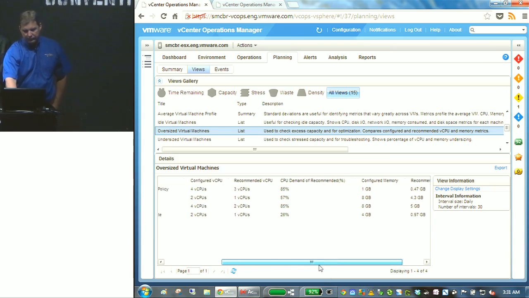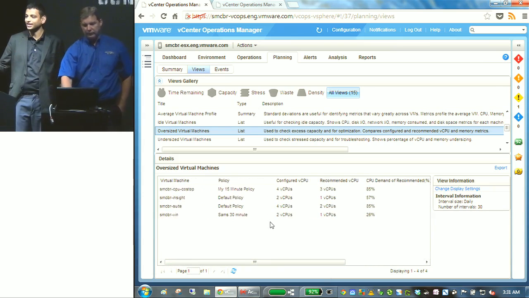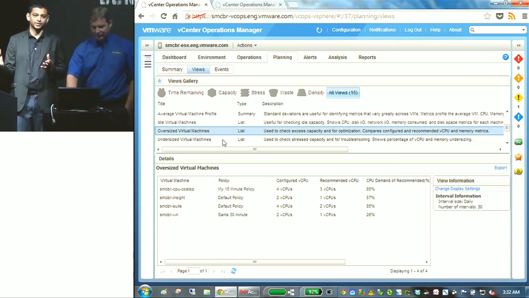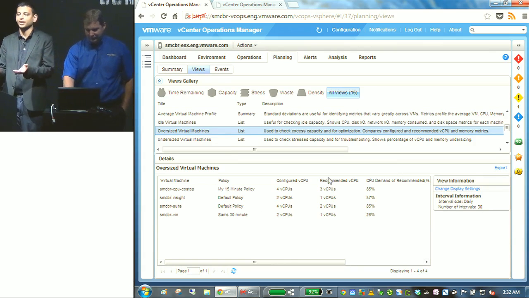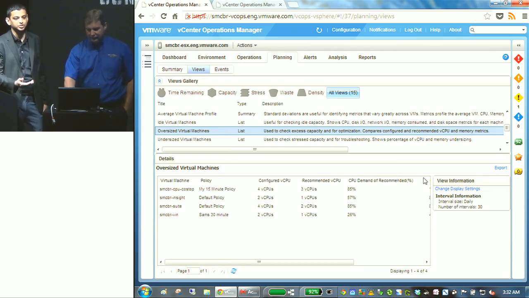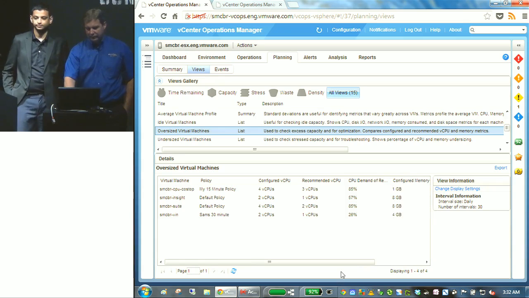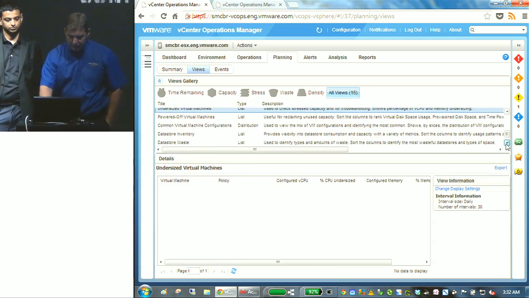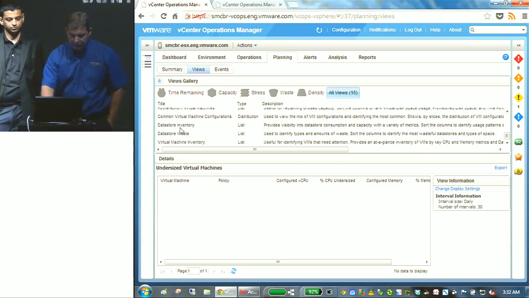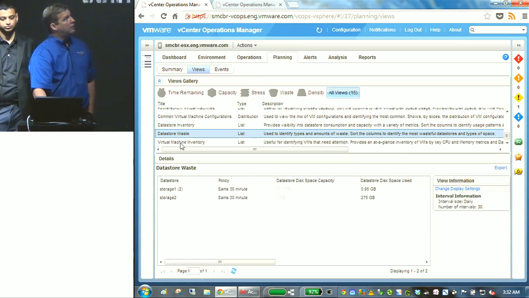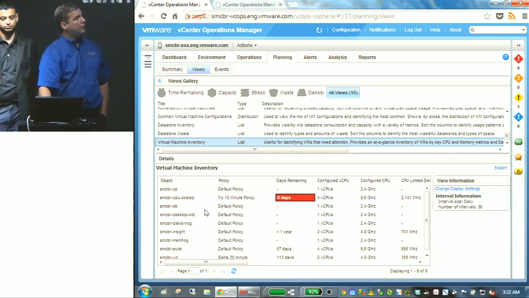It's also useful when your developers say they need 8 gigs of RAM with 4 vCPUs. You can say, okay, I'm going to give it to you right now, but later on I'm going to come back with data which tells you how much you're actually using. Another one is undersized or stressed VMs, which I don't have. And then we have datastore inventory, datastore waste, virtual machine inventory.